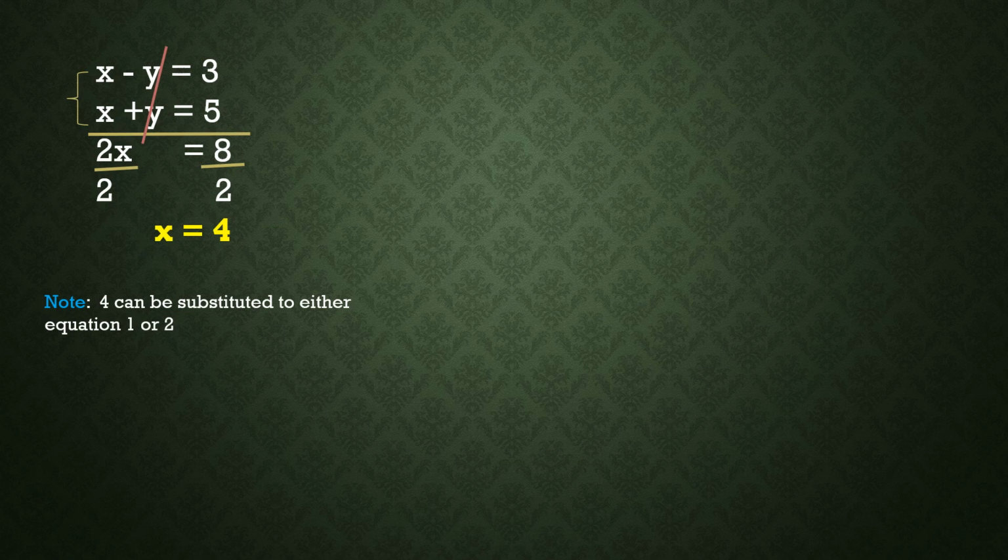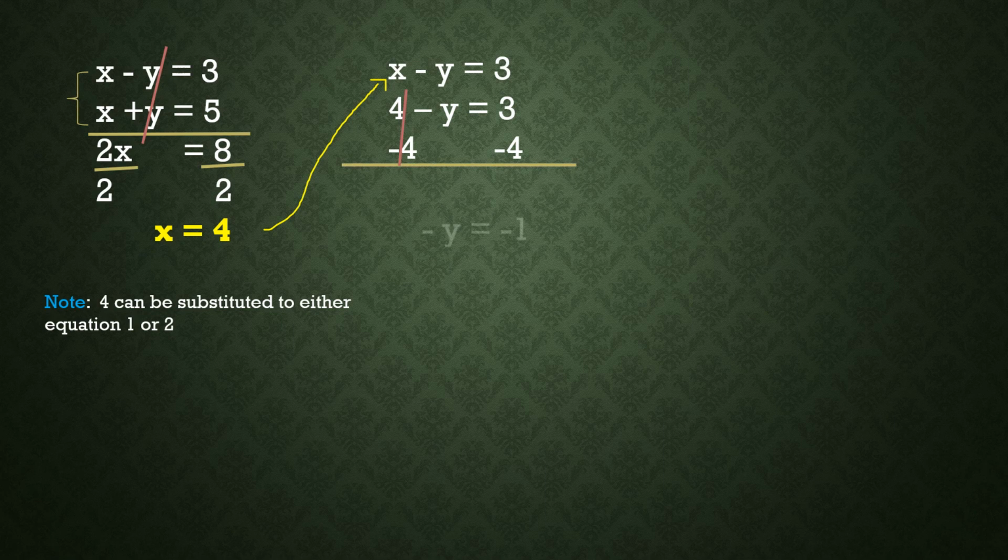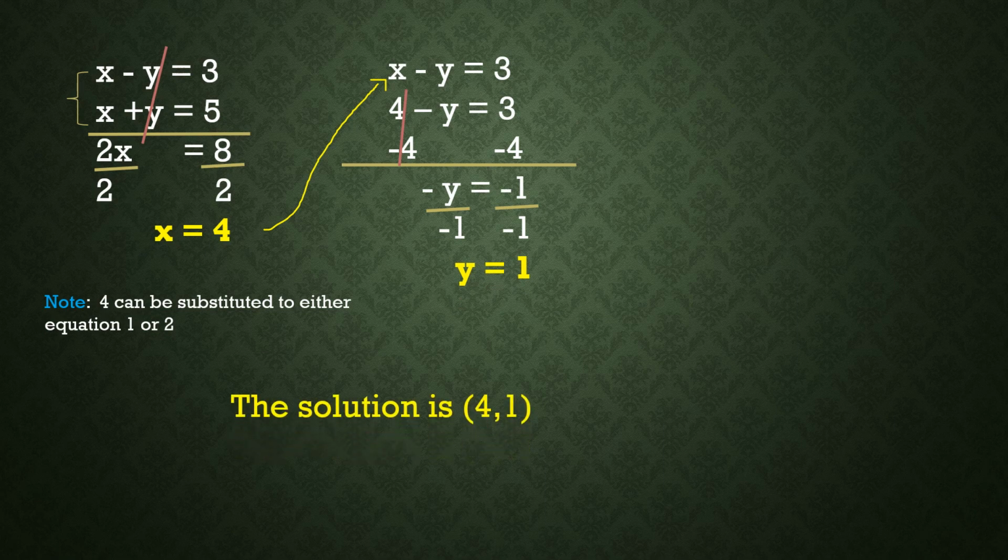Next, we have to substitute the value of x into our x minus y equals 3. That will be 4 minus y equals 3. And then you have to subtract 4 from both sides. 4 minus 4 is 0. So the result is negative y equals -1. Divide both sides by -1. The result will be y equals 1. The solution is (4, 1).